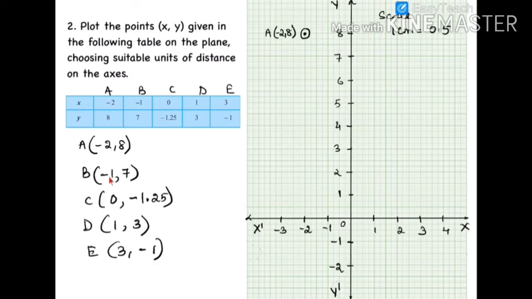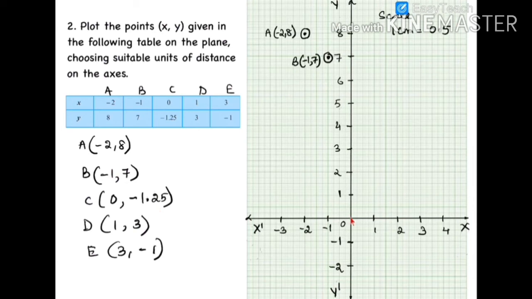Point B has x coordinate -1 and y coordinate 7. So from the origin we will move 1 unit along the negative x-axis and 7 units along the positive y-axis, and we reach here. The third point C has its x coordinate 0.